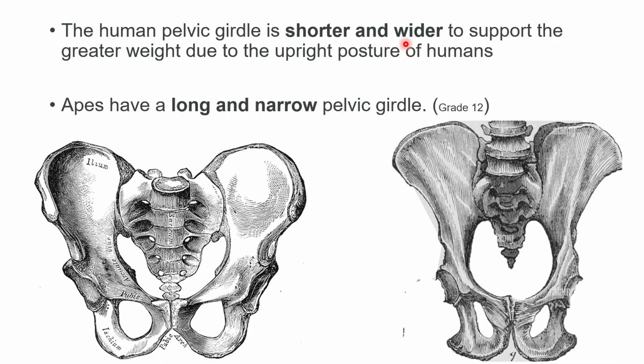Grade 10s, remember, you must learn these words. Sometimes you want to use different words, but in grade 12 they will only mark these two words. So the human pelvic girdle is shorter and wider. And then if we look at apes, we see that it's longer and narrower, because it doesn't need to have that lot of weight resting on this part of the body, because it's quadrupedal, it walks on 4 legs. The weight is more spread out.